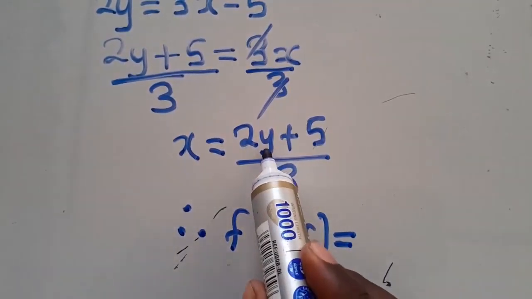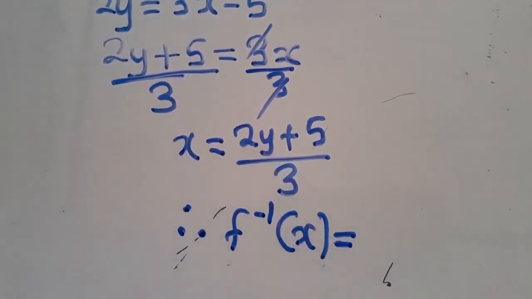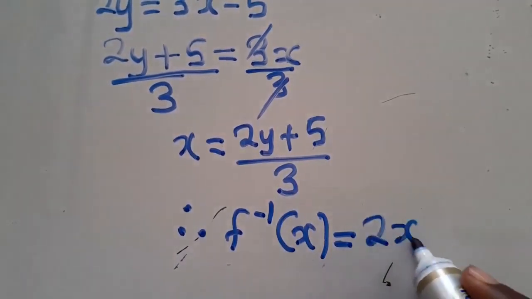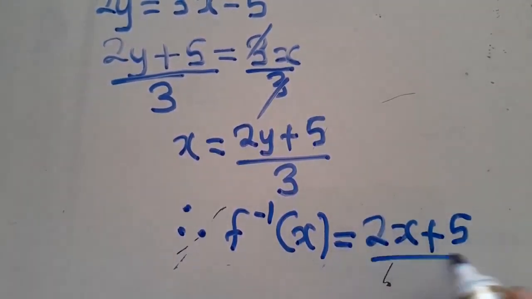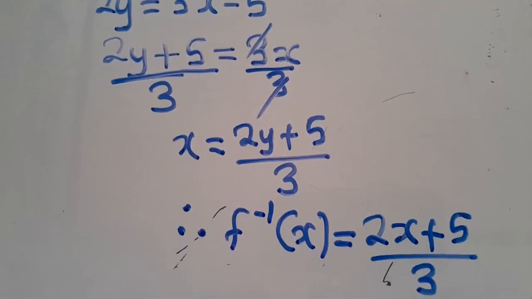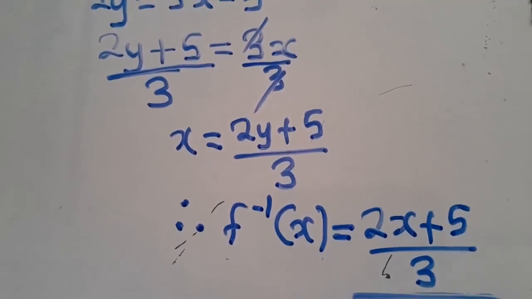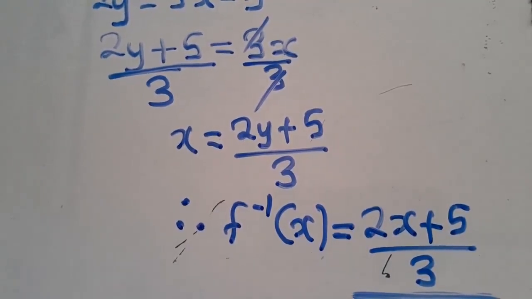Where there is y, you put x. Just put x, so 2x plus 5 over 3. This is your answer. This is how you need to come up with that answer. The same way I've answered, this is the same way you are supposed to answer these things.